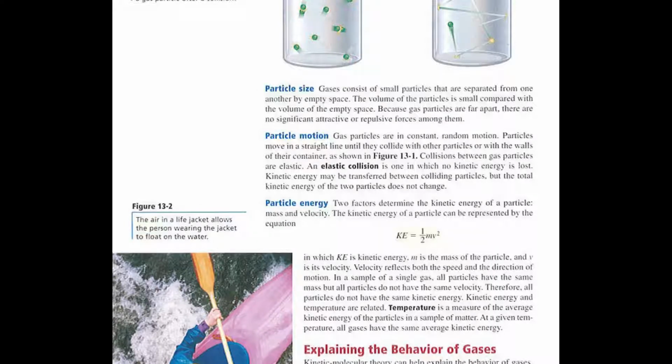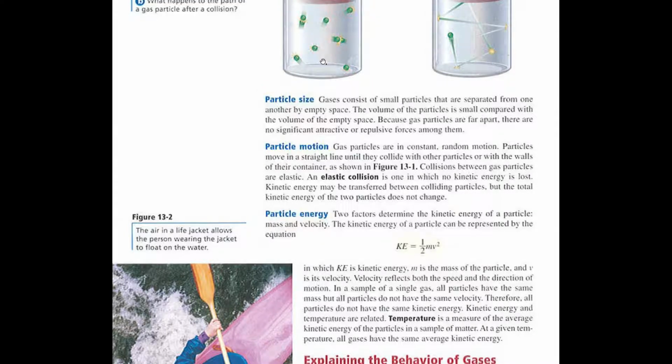So in a sample of any type of gas, all particles have the same mass. So let's say all these up here are the same type of gas, so they have the same mass. But not all of them are moving around at the same speed, which means they don't all have the same kinetic energy because the velocity is not the same for all of them.